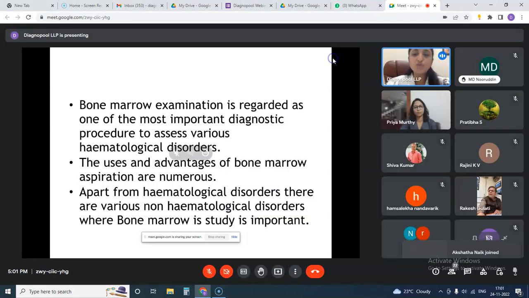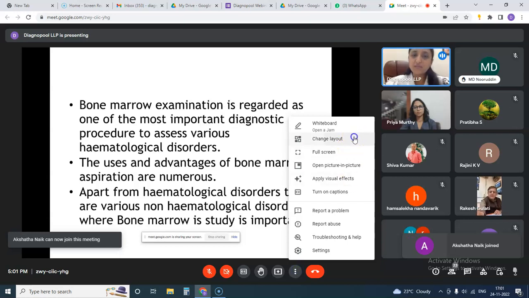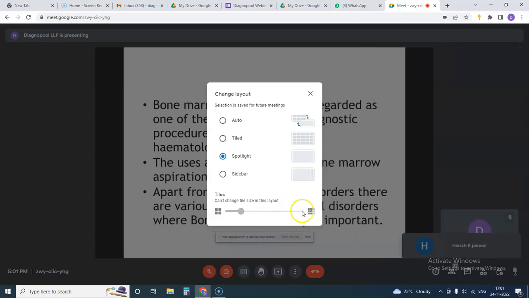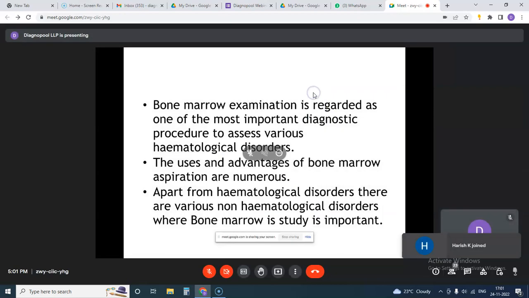I'm sure all of you would have heard about bone marrow examination in our private practice. This is one of the most important diagnostic procedures to assess various hematological disorders. Apart from hematological disorders, there are various non-hematological disorders where bone marrow study is important.